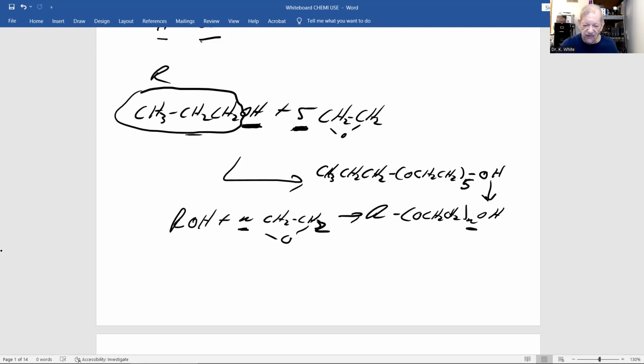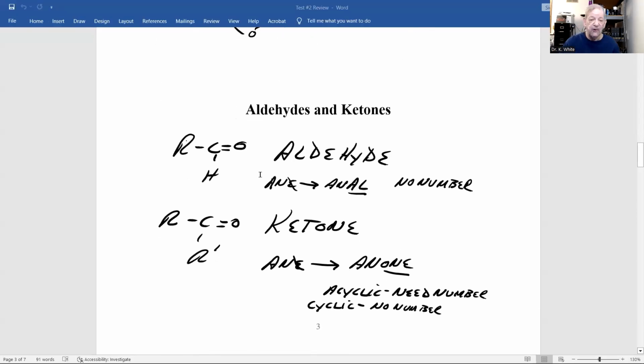And these are very useful too. And you find them in shampoos and a lot of personal care products, air conditioners, all sorts of things. Now we moved on to aldehydes and ketones. An aldehyde is an R group and a hydrogen on a carbon double bonded to oxygen. A ketone has two separate R groups. They can be the same or different, bonded to a carbon, double bonded to an oxygen.